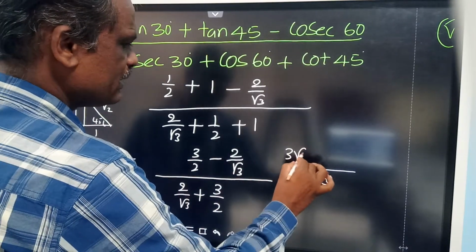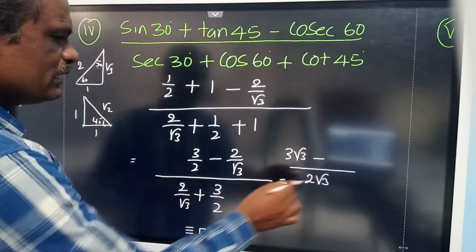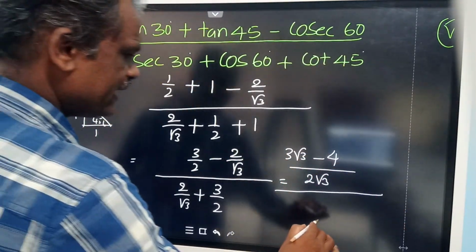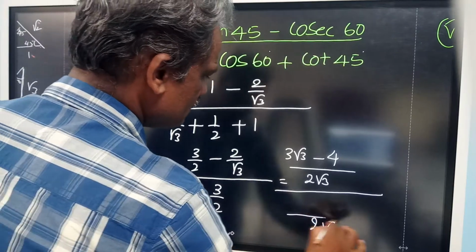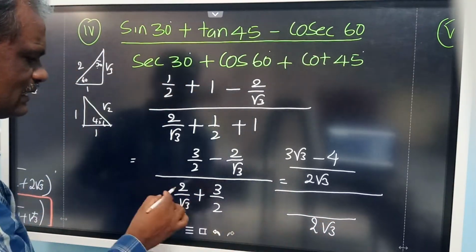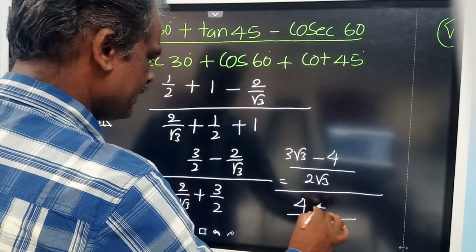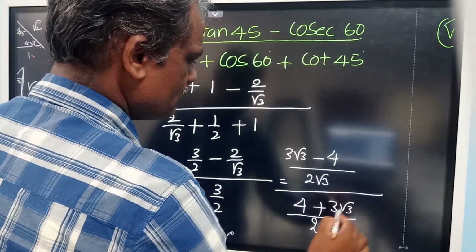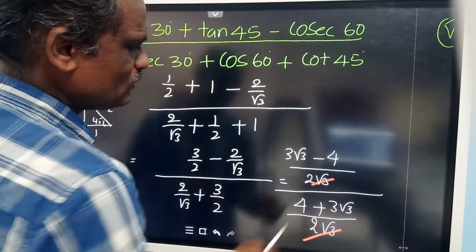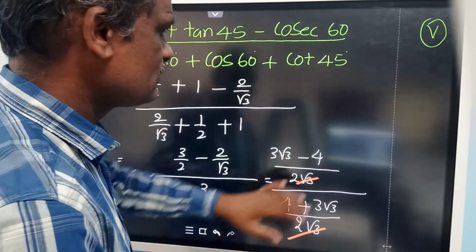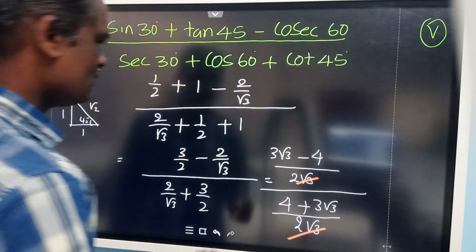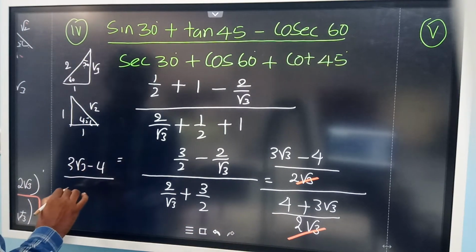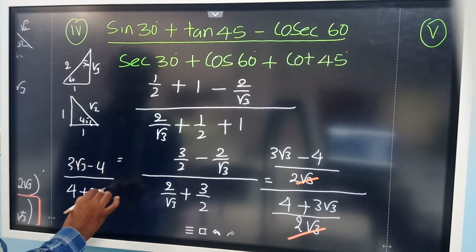So it is 3 root 3 minus root 3 cancels, 2 into 2, 4. So the entire thing divided by, again, 2 root 3 is the LCM. So then it becomes root 3 cancels, 2 into 2, 4 plus 2 cancels, 3 root 3. Okay, so now you can cancel this 2 root 3 and 3 root 3. So simplify this. So what you will get? 3 root 3 minus 4, then 4 plus 3 root 3.